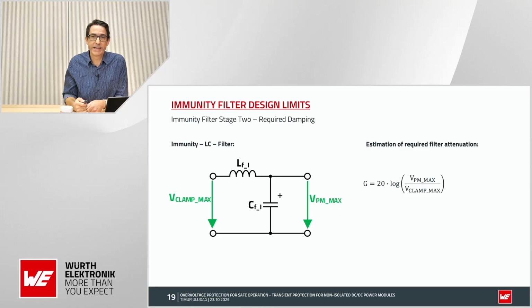How can we now get to the value that we need so that the voltage that is going to be fed in the LC filter is damped to a value so that the power module that is here is not going to be damaged. This we can do with the small equation everybody knows.